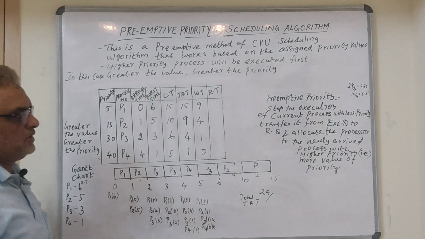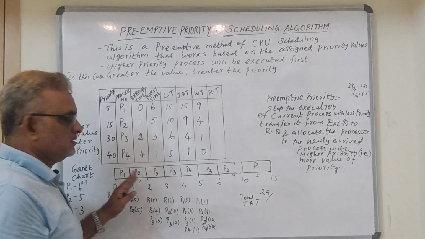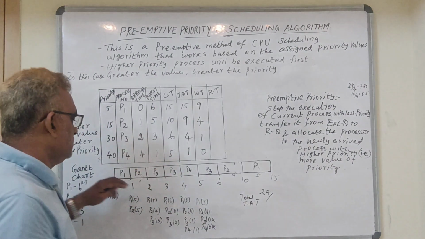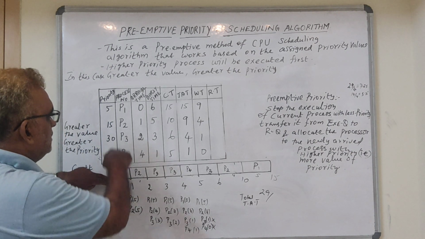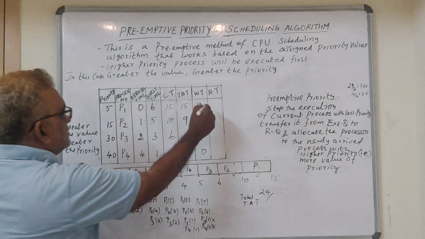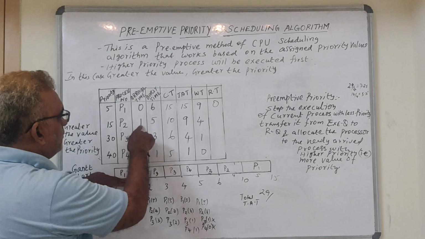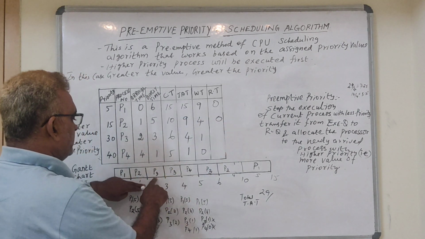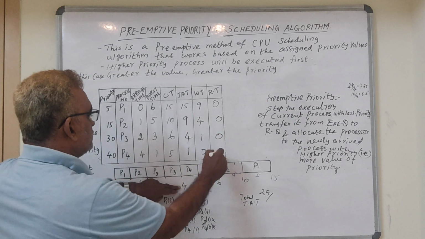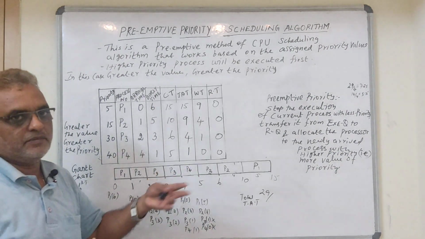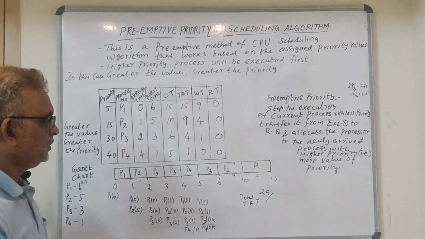We can also calculate the response time. As soon as a process enters, all the processes get responded to immediately. The response time is calculated as the starting time of the process minus the arrival time. For P1, 0 minus 0 is 0. For P2, the starting time is 1, so 1 minus 1 is 0. Similarly for P3 it is 2 minus 2, which is 0. For P4 it is 4 minus 4, which is 0. So the response time is 0, which means the process is responded to immediately by the processor. That is the meaning.